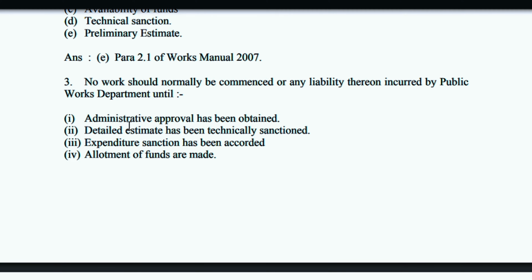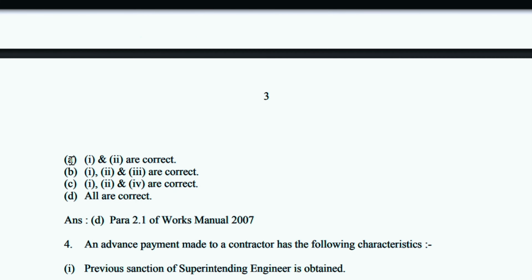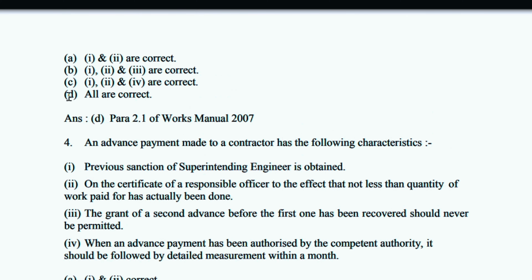Serial number 3. No work should normally be commenced or any liability thereon incurred by Public Works Department until administrative approval has been obtained, detailed estimate has been technically sanctioned, expenditure sanction has been accorded, allotment of funds are met. So all of the above. Answer is D, all of the above. Correct.